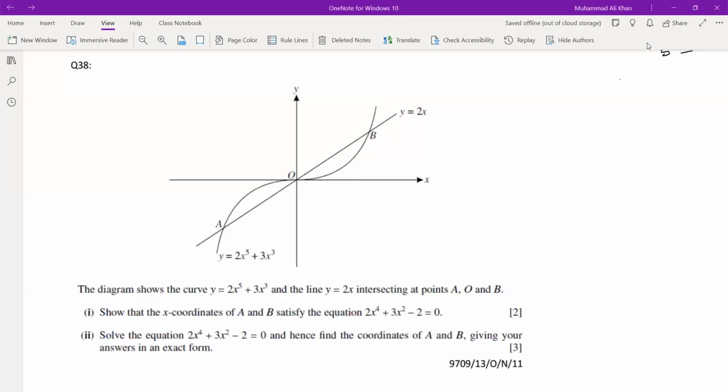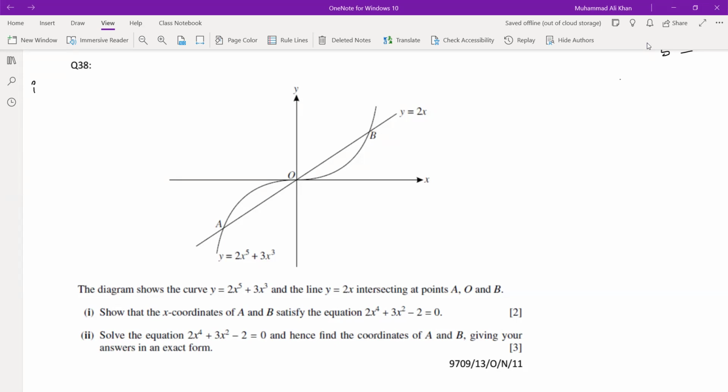Okay, students, question number 38. This is 9709/13, October/November, question 11. Show that the x coordinates of A and B satisfy this equation. Children, AB is a line that crosses the curve at two points, right? Whenever there is an intersection, whether curve and line, line and line, or curve and curve, there is only one method: solving simultaneously. So we are solving them simultaneously.